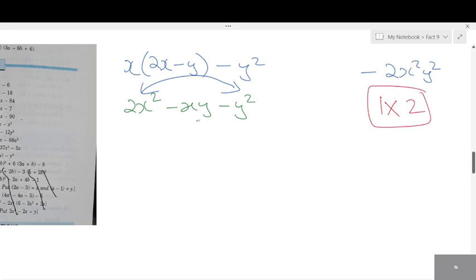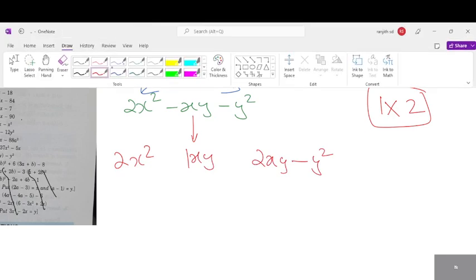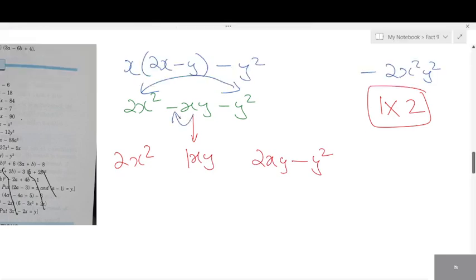So 1 into 2. That's the only option, right? So 2x square. Take 1. What are the alphabets you have to write? xy. And here 2xy. Correct? Which sign should I put? Before xy there is minus. Where should I put minus? Before 1 or 2? 2. Then before 1, what should I write?